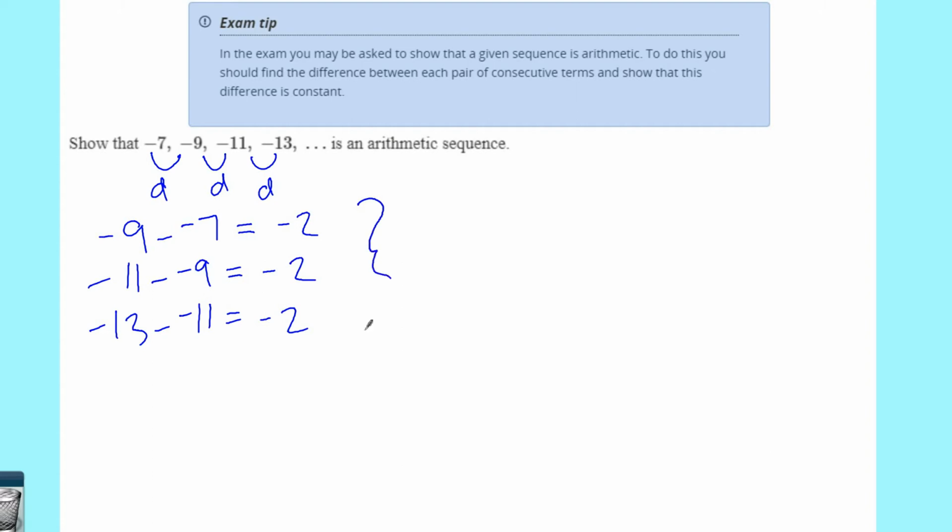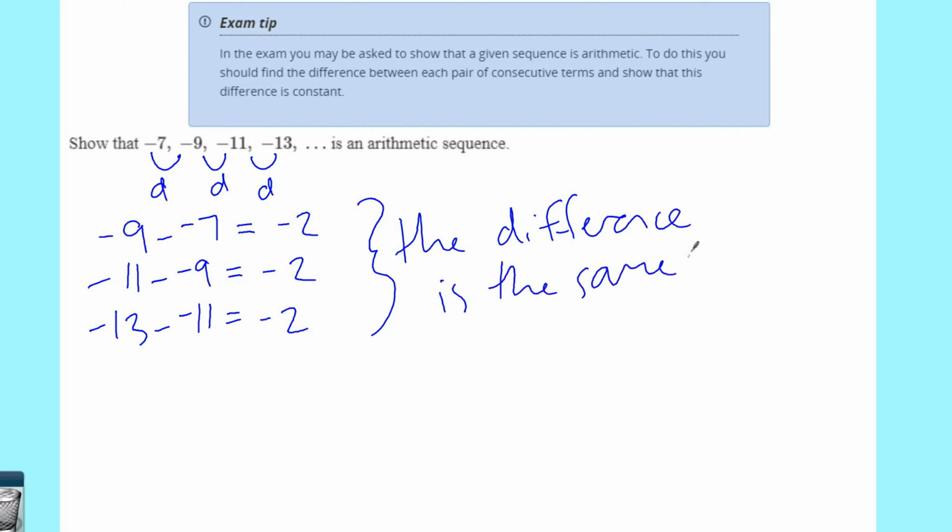Alright, the difference is the same. That's how you prove it. Because how a sequence works is you start with the first term, and the next term you just add the difference. So A plus D. Then the next one after that, you just add D to that. So A plus 2D. And so on. You just keep adding another difference to get the next term.